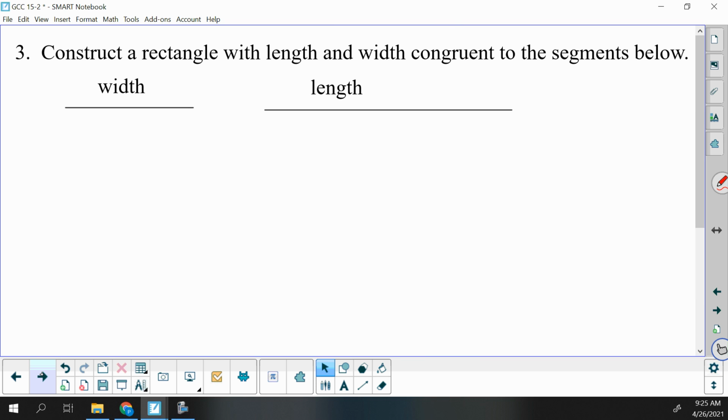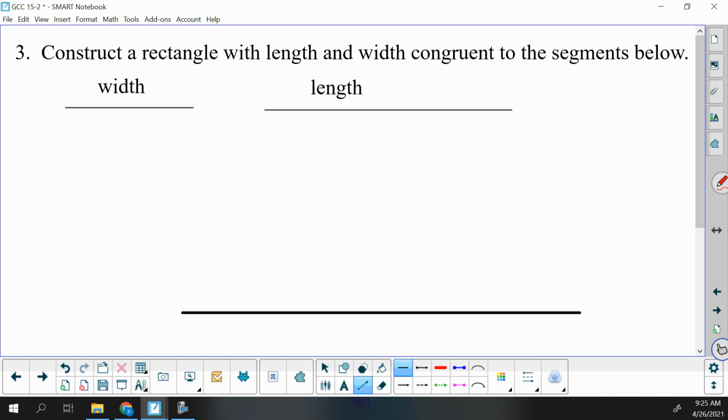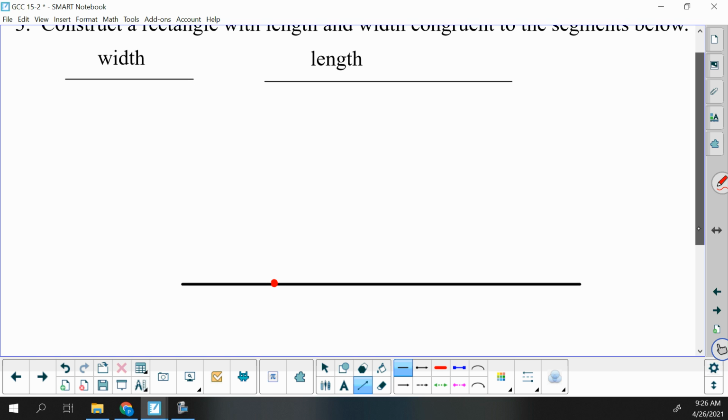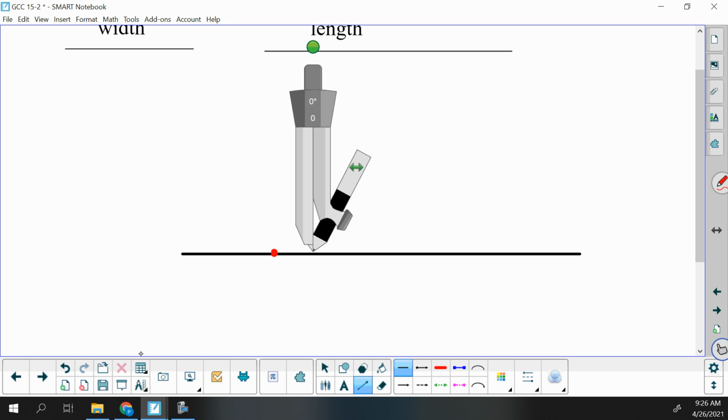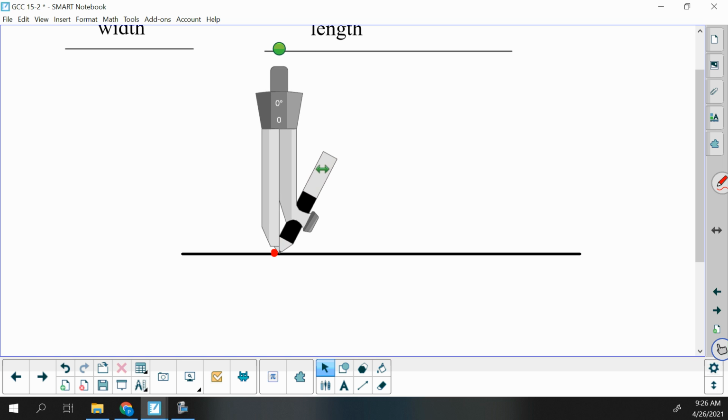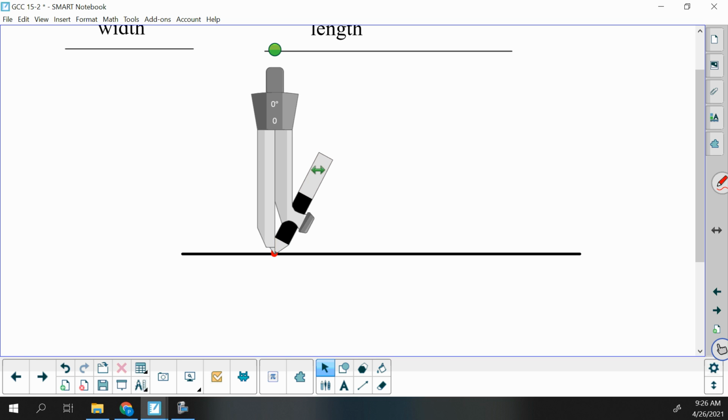All right, next one, we're going to make a rectangle with that width and that length. So we'll start out, and with our straight edge, just make a long segment. And we're going to pick a point on that segment where one of our vertices of the rectangle will be. Basically, this will be like our lower left vertex of the rectangle. And we know rectangles have right angles, so we are going to have to do something we saw in yesterday's class and construct a perpendicular line right here.